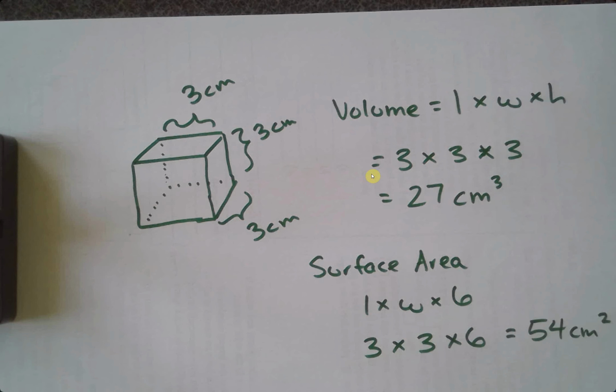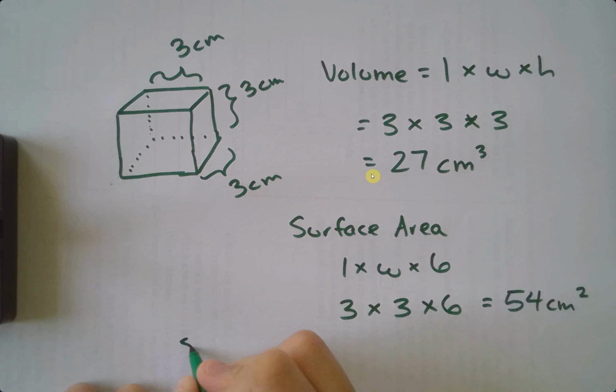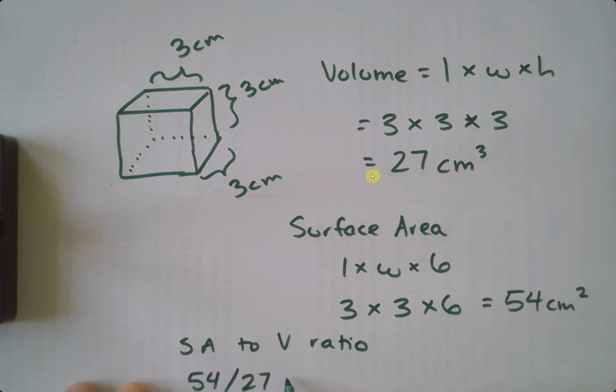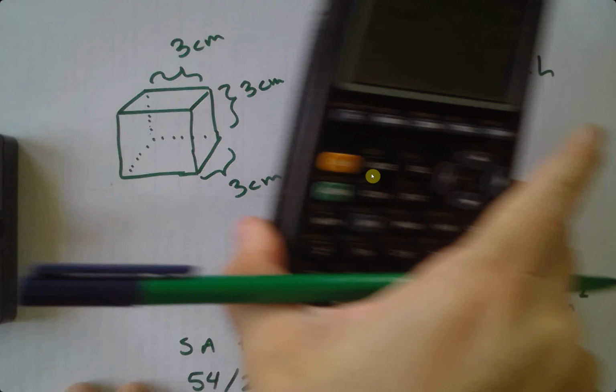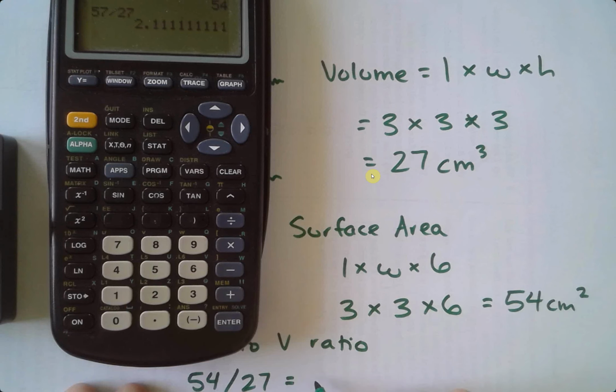All right. The last step is we're obviously talking about surface area to volume ratio. So basically what you're doing is taking the surface area and dividing it by the volume. So we'd have 54 divided by 27. So the ratio between that is going to be 2.1. And we'll do it to 2 decimal places.